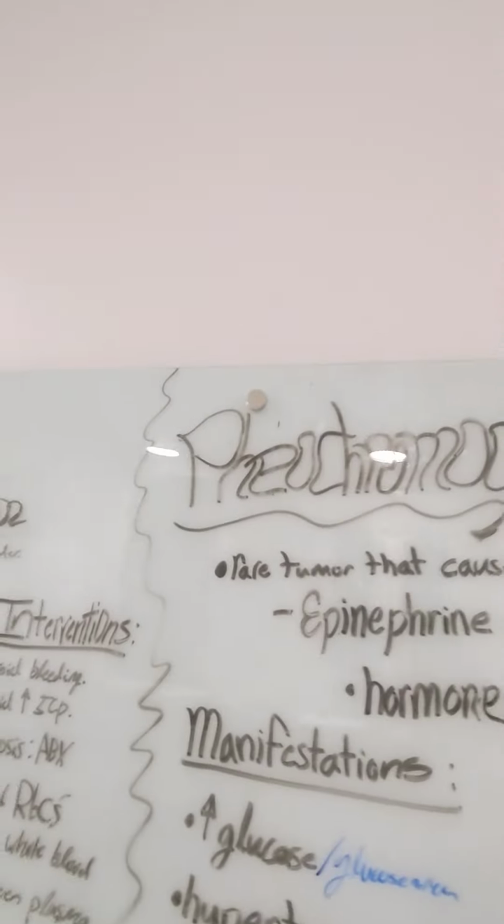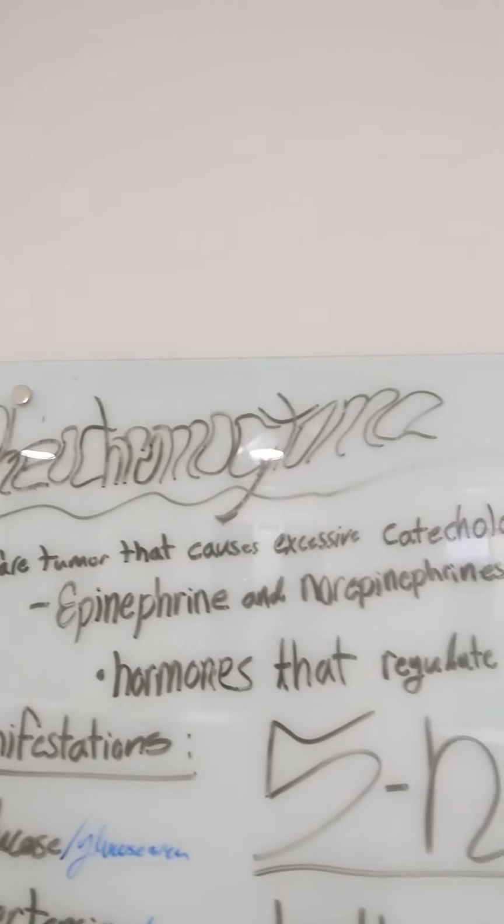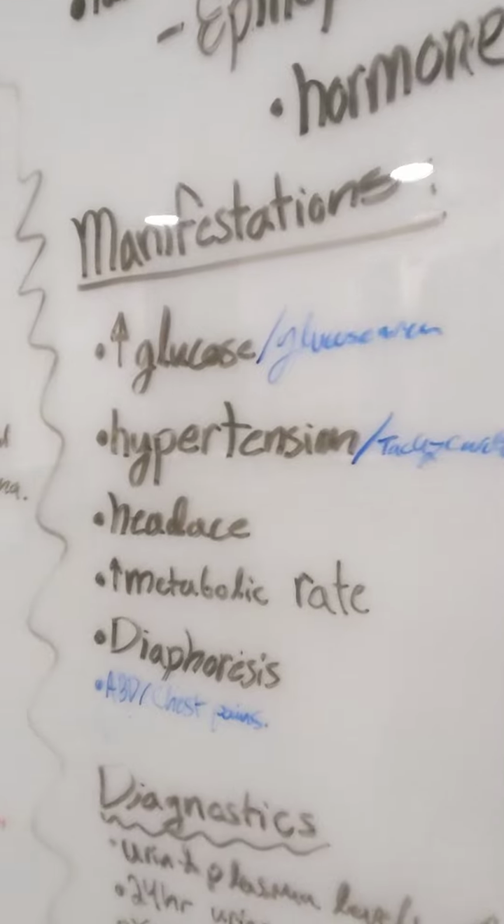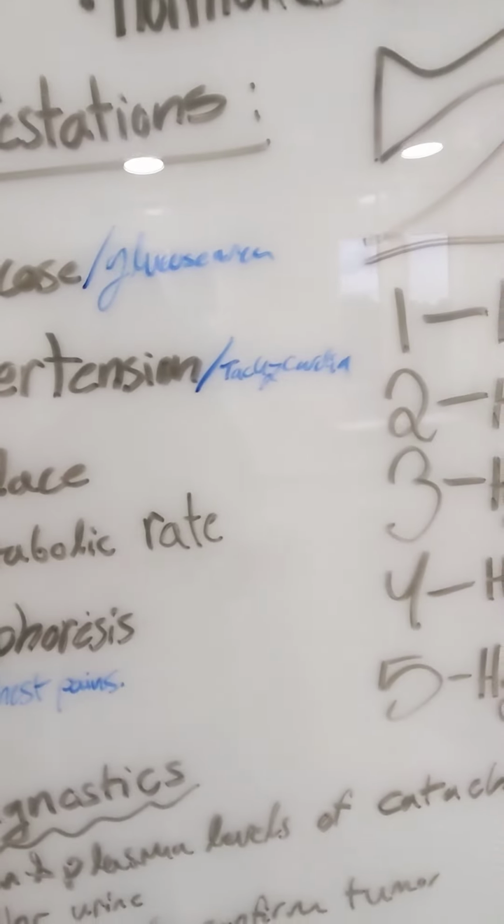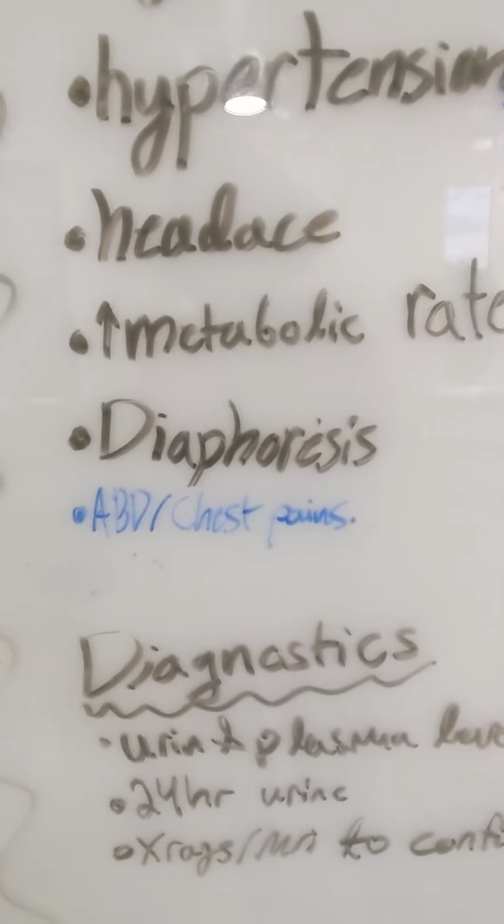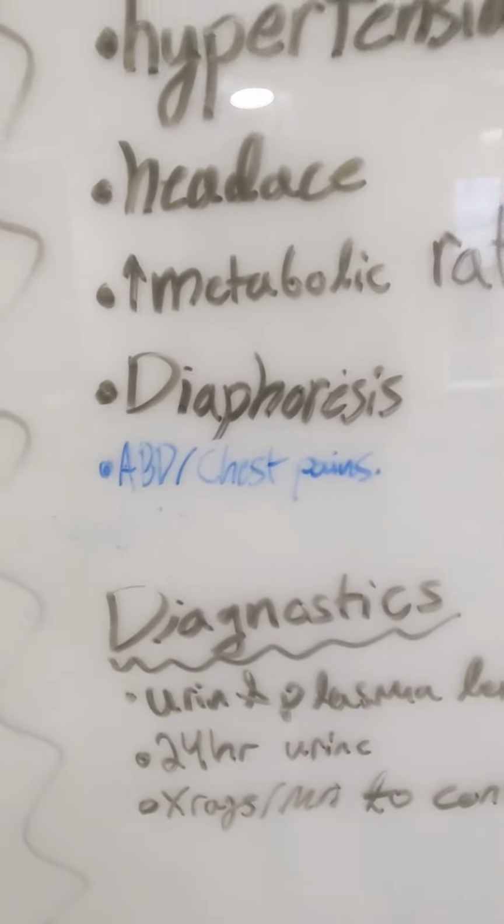Now, if you have pheochromocytoma, you're going to have increased glucose, which is glucosuria, hypertension, tachycardia, headache, increased metabolic rate, diaphoresis, abdominal and chest pains.